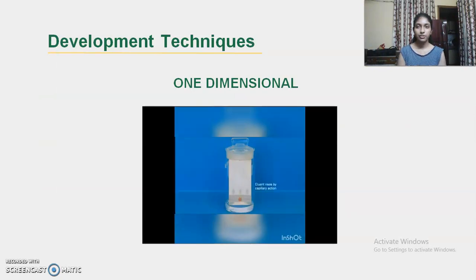After this, we go for the development techniques. TLC can be developed into various dimensions. This one you can see is the one dimensional, where the development takes place only in one dimension.